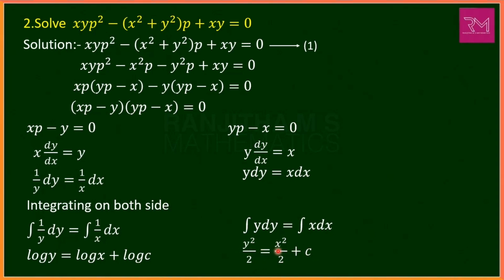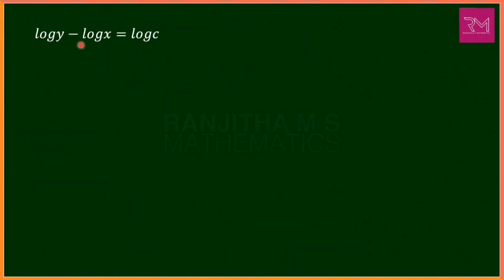Next step, we have to take these values to the left hand side and simplify. We get log y minus log x equal to log c. Taking log x to the left hand side, that is minus log x, we know that log y minus log x is of the form log m minus log n. Simply we can write it as log m by n, that is log of y divided by x, equal to log c.